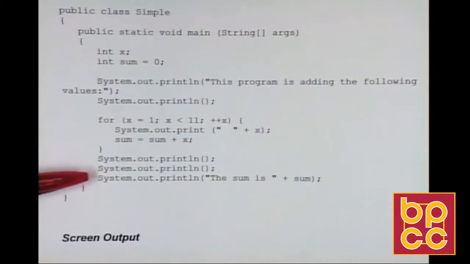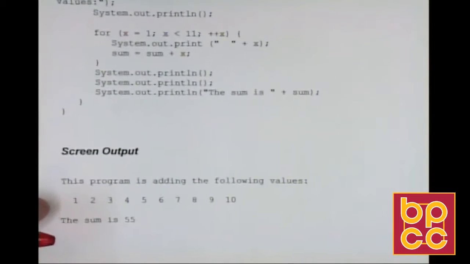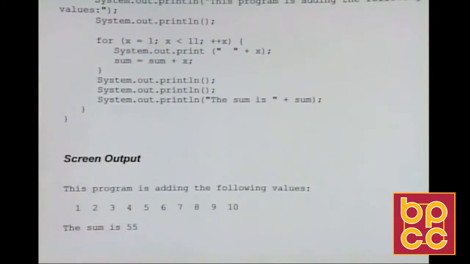And then at the end, I'm going to display the output here and show what my sum is added up to. And then this is going to be the screen output. This program is adding the following values. And notice here, 1 through 10. And that's right here where I'm doing the print statement, displaying each number as I go through, and then adding it to sum. And then the sum is 55, which is the sum of the numbers 1 through 10.